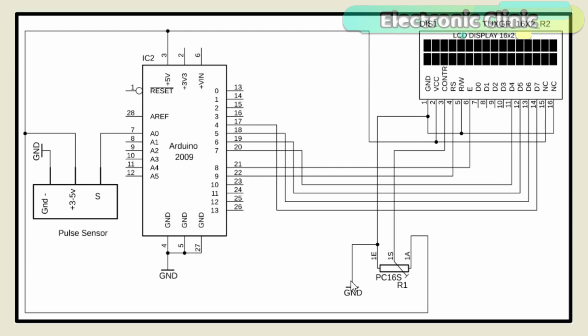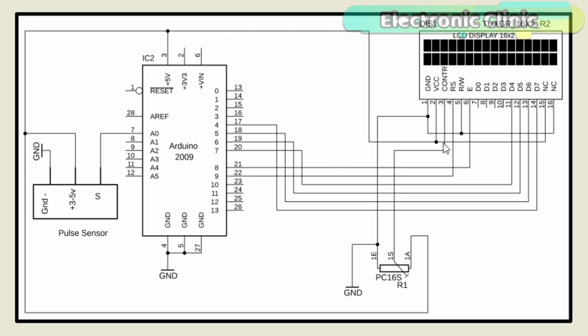As you can see, ground is connected with pin number 1, 5 and pin number 16. 5 volt from Arduino is connected with pin number 2 and pin number 15. The middle pin of the variable resistor or potentiometer is connected with pin number 3 of the LCD, while the other two pins are connected with the ground and 5 volt.